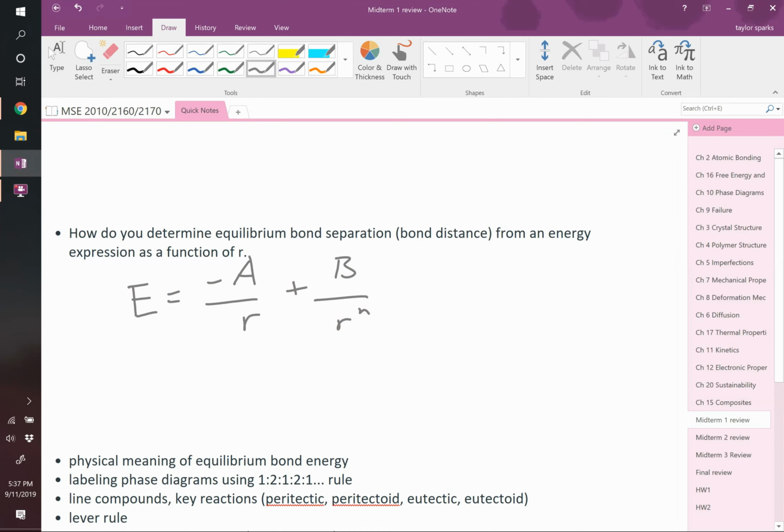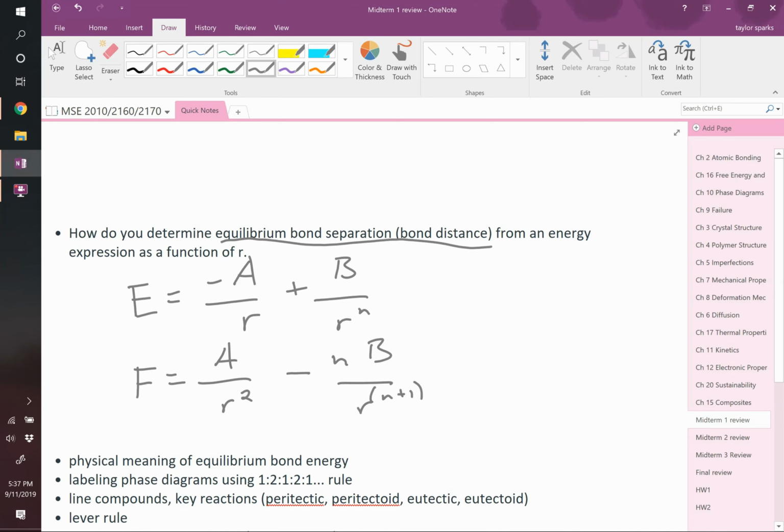How would you get to equilibrium bond separation? We just said this. How do you do it again? Somebody summarize it for me. Landon, what do you do? So you take the derivative of that to achieve force. What's the derivative look like? So you have positive A over R squared minus N times B over R to the N plus 1. If you don't remember how to do that, just write it down. If you're like me and you did calc and then never looked back, just write it down, or for heaven's sake, spend the $100 and buy a calculator to do it for you.